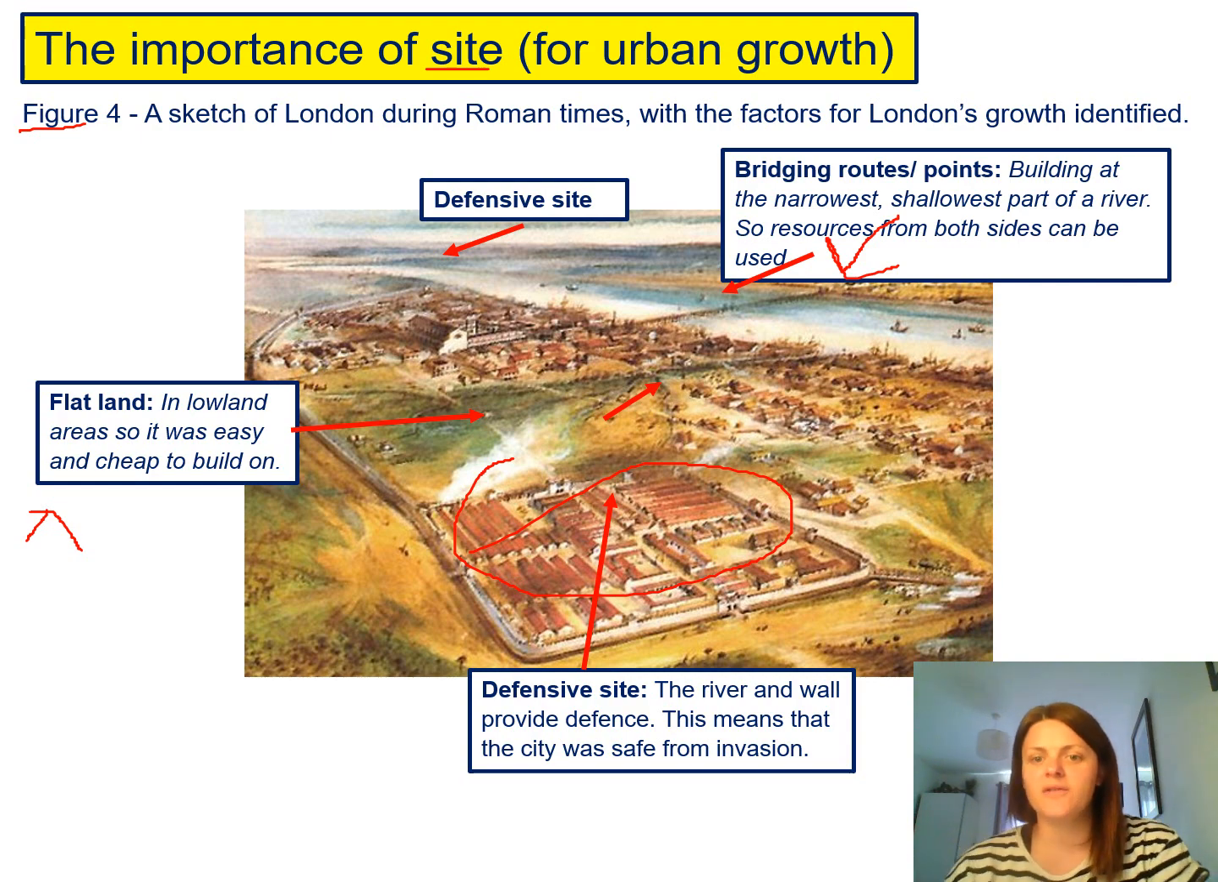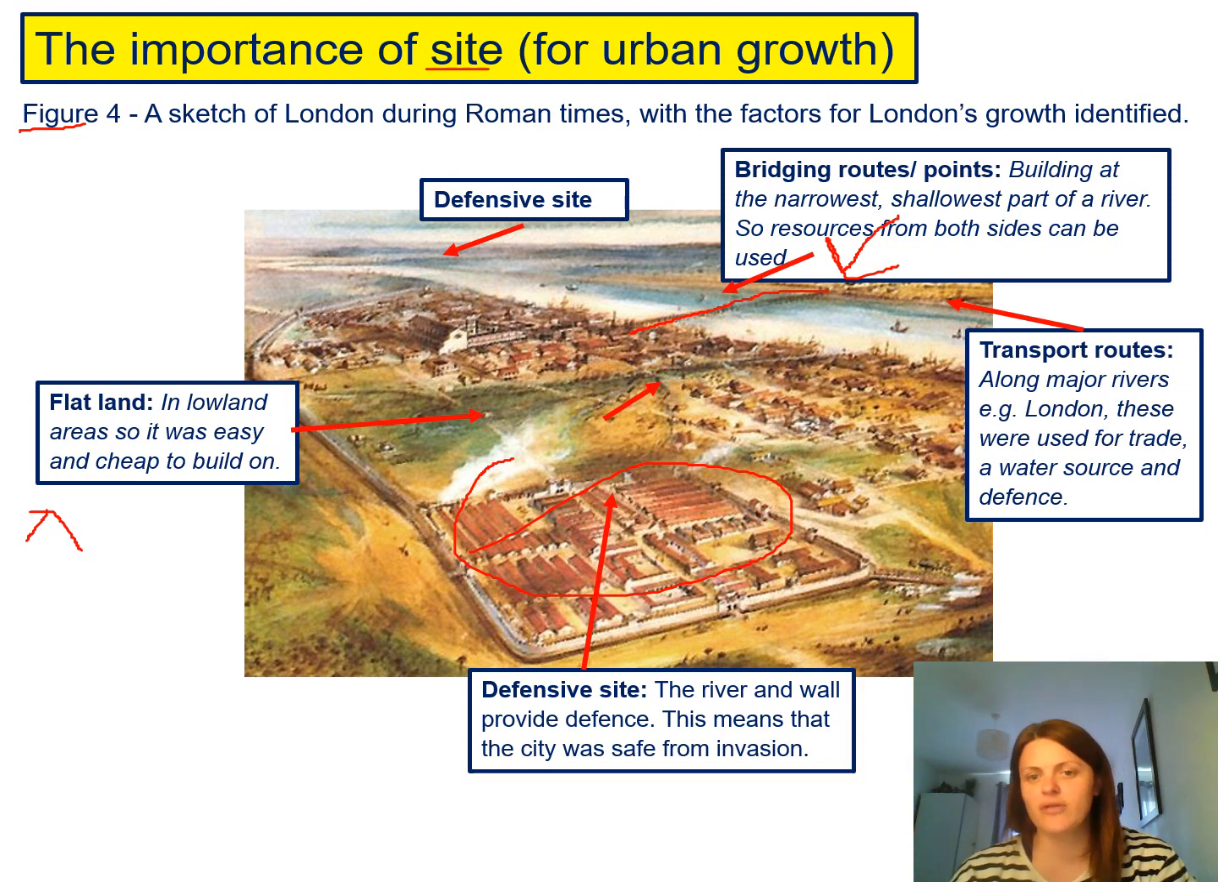So here, you've also got bridging routes. So building at the narrowest, shallowest part of a river, so resources from both sides can be used. So here you can see a bridge going across the river, and that was most probably London Bridge. London Bridge was the main bridge across the River Thames for many, many years. Now we have loads of bridges going all the way up the Thames, but there they had the bridge at the narrowest point of the river, so it's easy to build across, so they could get across to the north of the river and the south of the river.